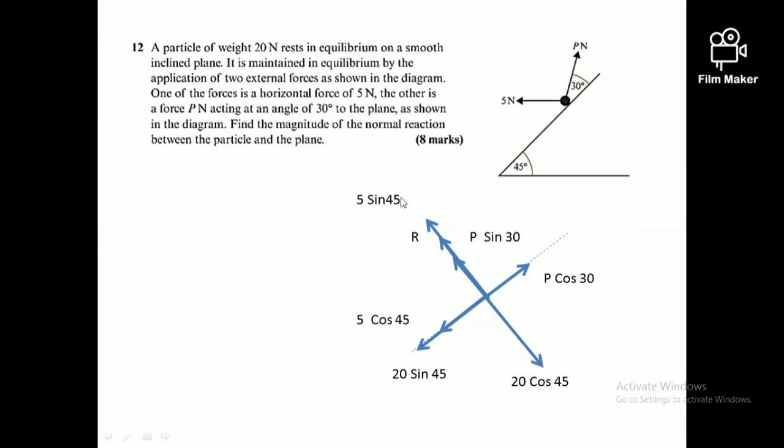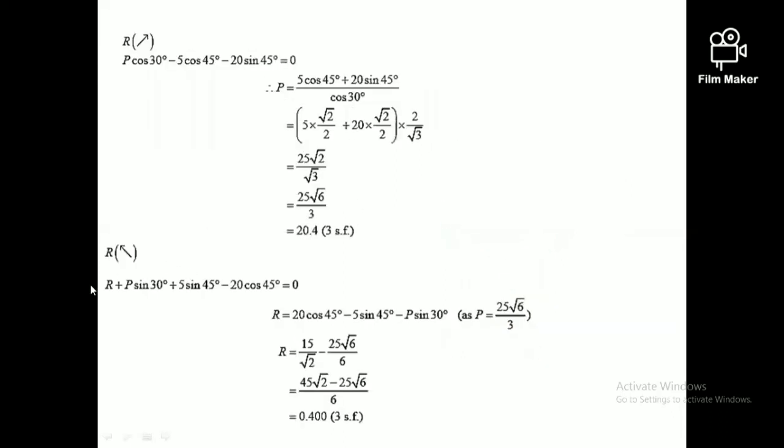5 sin 45 plus R plus P sin 30 equals 20 cos 45. There are three forces upwards and one force downwards. Here you can get it like that, equal to 0. Then we know the value for P, and 5 is an obvious figure, 20 is also there, and sin 30, sin 45 and cos 45 figures we know. So if you substitute over here, you will obtain the answer R as 0.4.